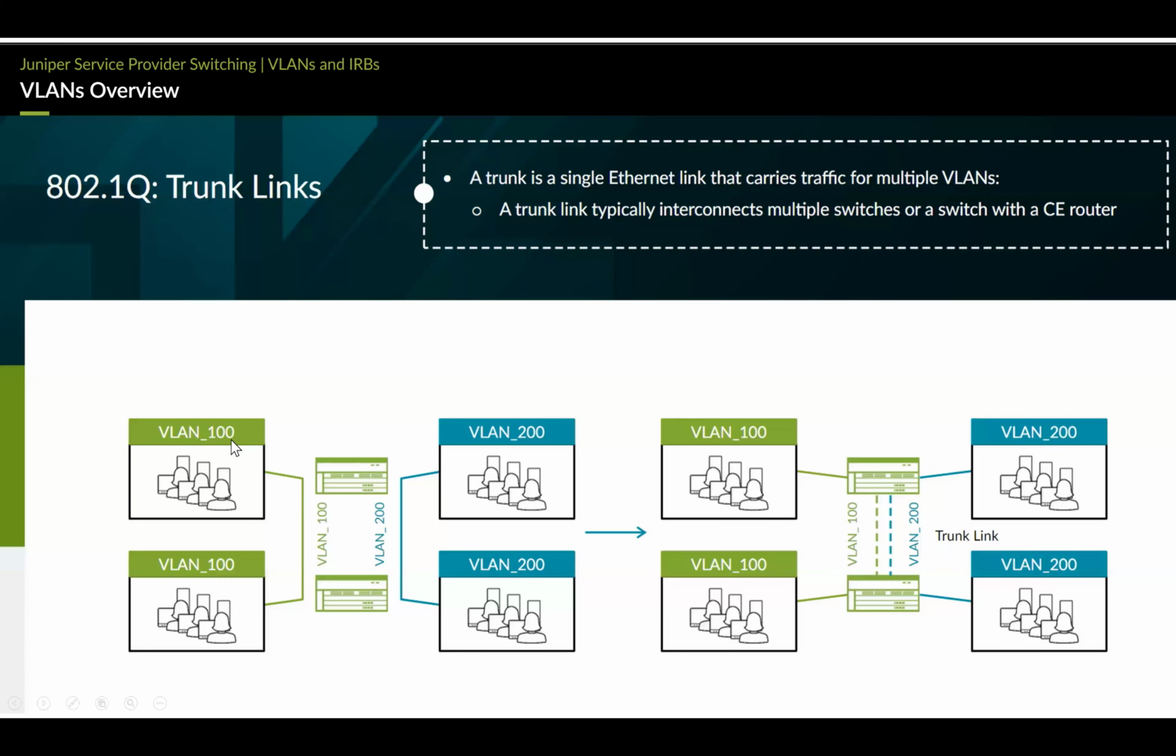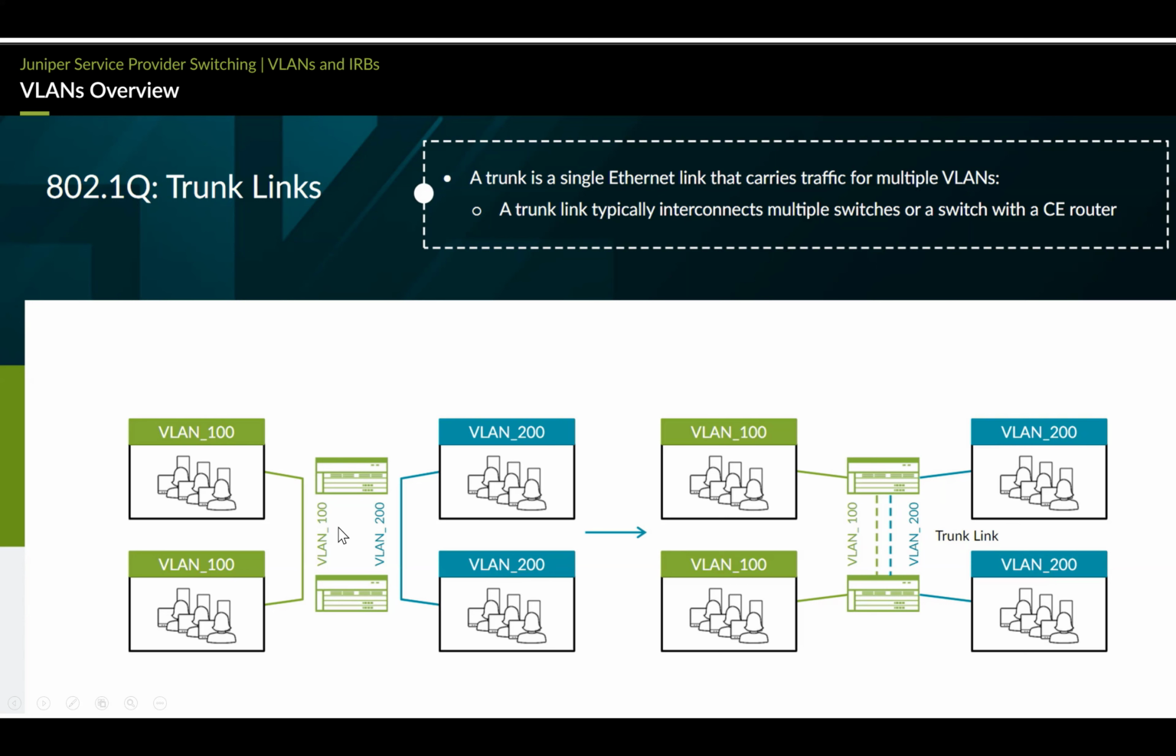See here, it's a switch. Multiple PCs are connected to the switch, and those are associated with VLAN 100. Another port is connected to VLAN 200. Here is 100, another is 200. This is switch 1 and this is switch 2. So switch to switch needs to allow multiple VLANs.